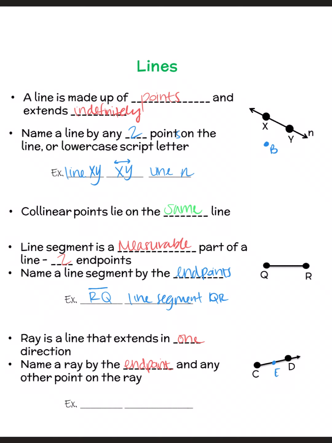So this ray here, you can see the picture. We are going to name it ray CD. C is the endpoint. So our line above is now going to have one arrow, and the letter that is the endpoint, you don't put an arrow on top of that. We could also call this ray CD, and this is why I drew the E in there. We could also name it CE. The important part here is picking out that endpoint letter.